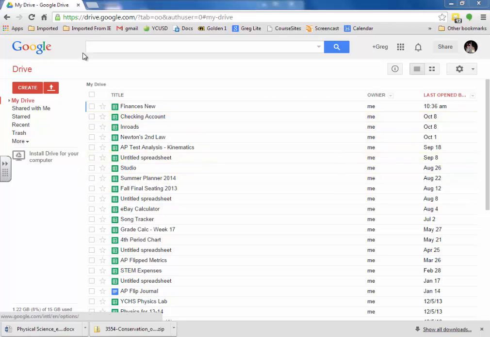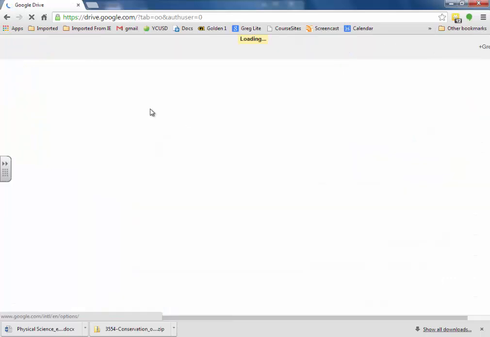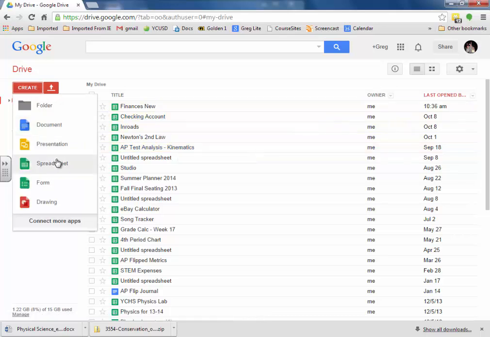Now the first thing you want to do is go to the Google Docs. Now if you look over here, it says Drive. If you click up here once you sign into your Google account, you'll see your apps. They have replaced the Google Docs with this thing called Google Drive. If you click on it, it brings you basically to where your Google Docs page used to be. And we are going to create a new spreadsheet.